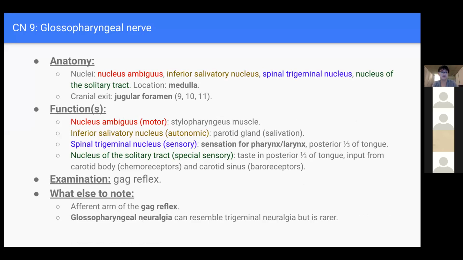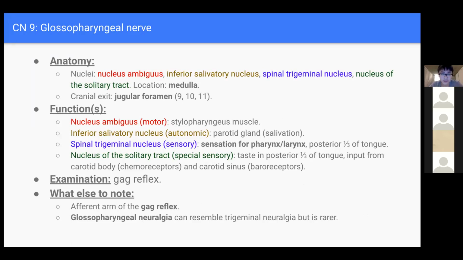So for the ninth nerve, the glossopharyngeal nerve, this one also has 4 nuclei, kind of like the facial nerve, right? Like 4 nuclei covering each of the 4 types of functions. So you have the nucleus ambiguus, which essentially innervates a single muscle, the stylopharyngeus muscle, the inferior salivary nucleus, the spinal trigeminal nucleus, and the nucleus of the solitary tract.